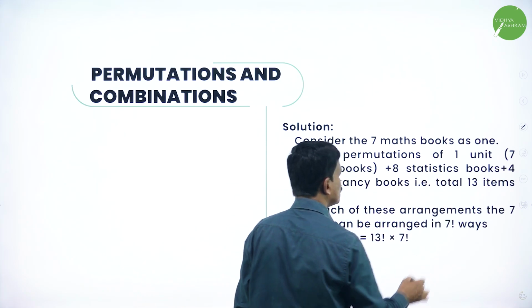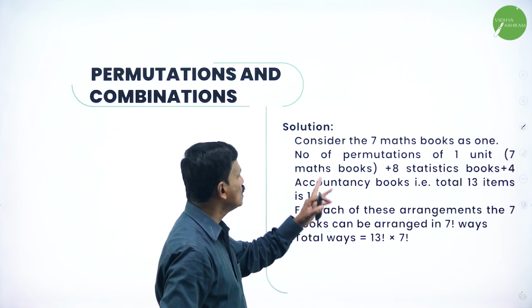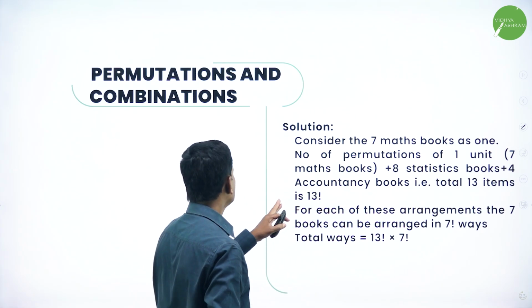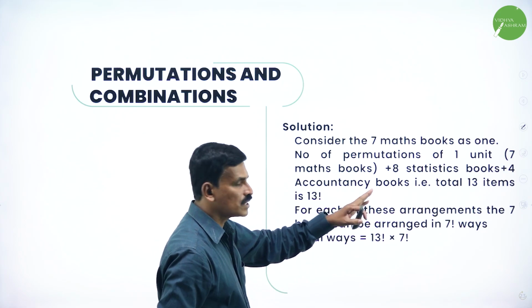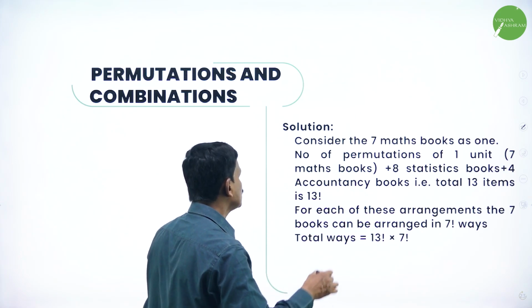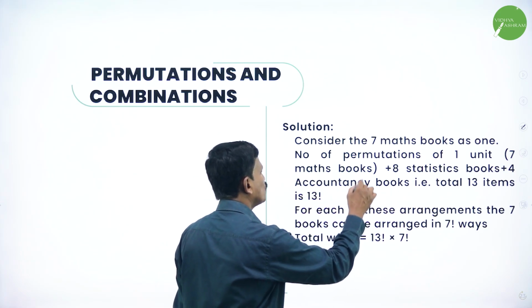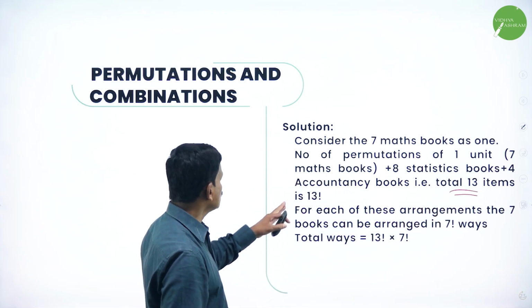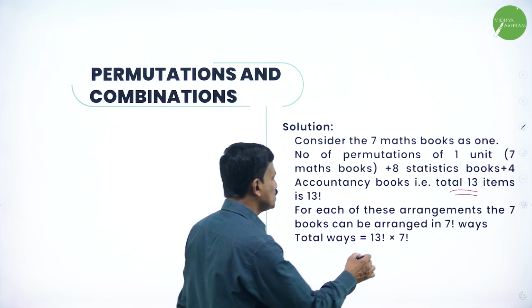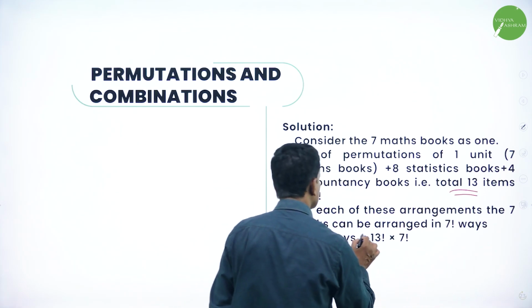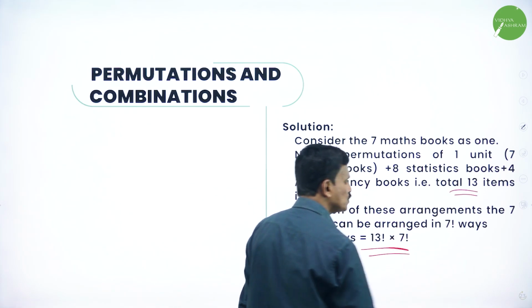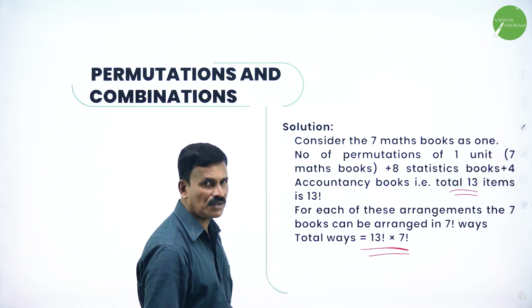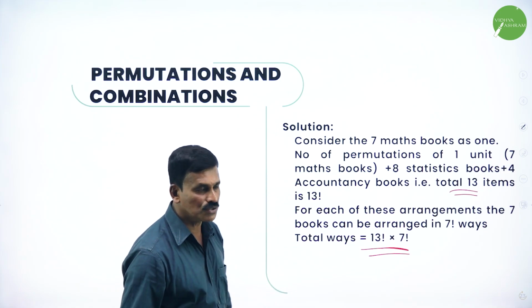The number of permutations of the units, that is the 7 maths books as 1 unit plus 8 stats books and 4 accountancy books. The total number of items is 8 plus 4 plus 1, that is 13 items. So that can be 13 factorial. For each of these arrangements, the 7 books can be arranged in 7 factorial ways, so 13 factorial into 7 factorial ways.